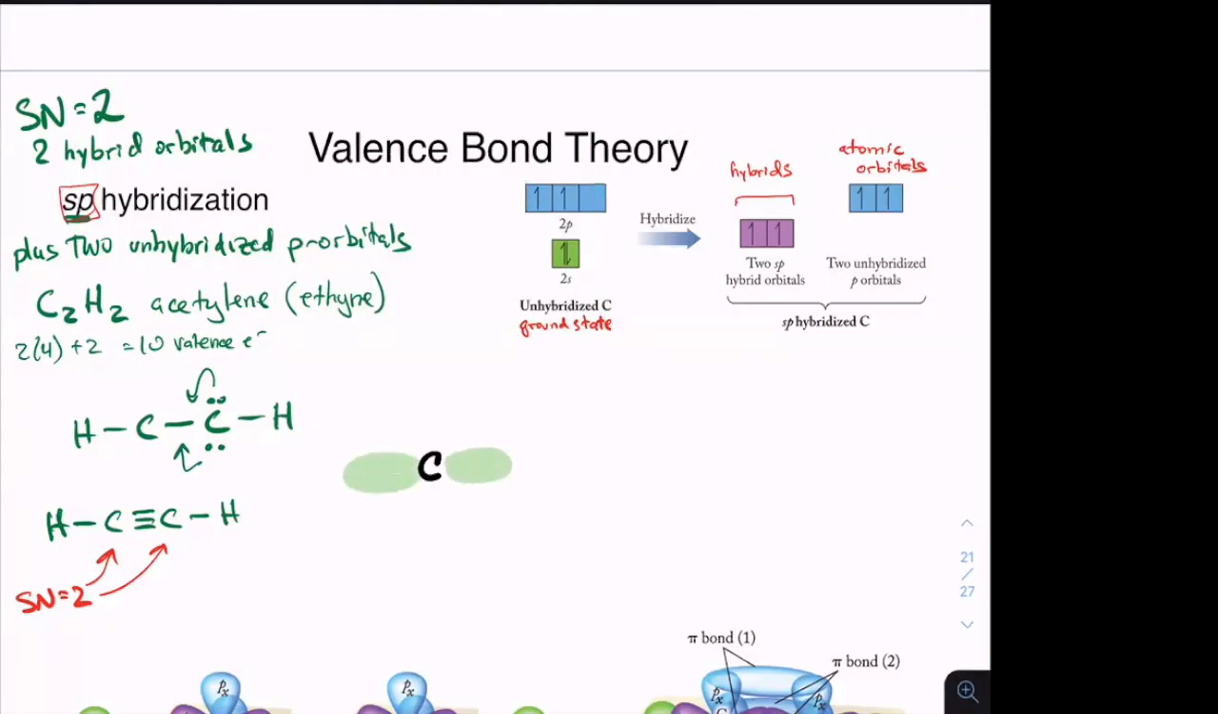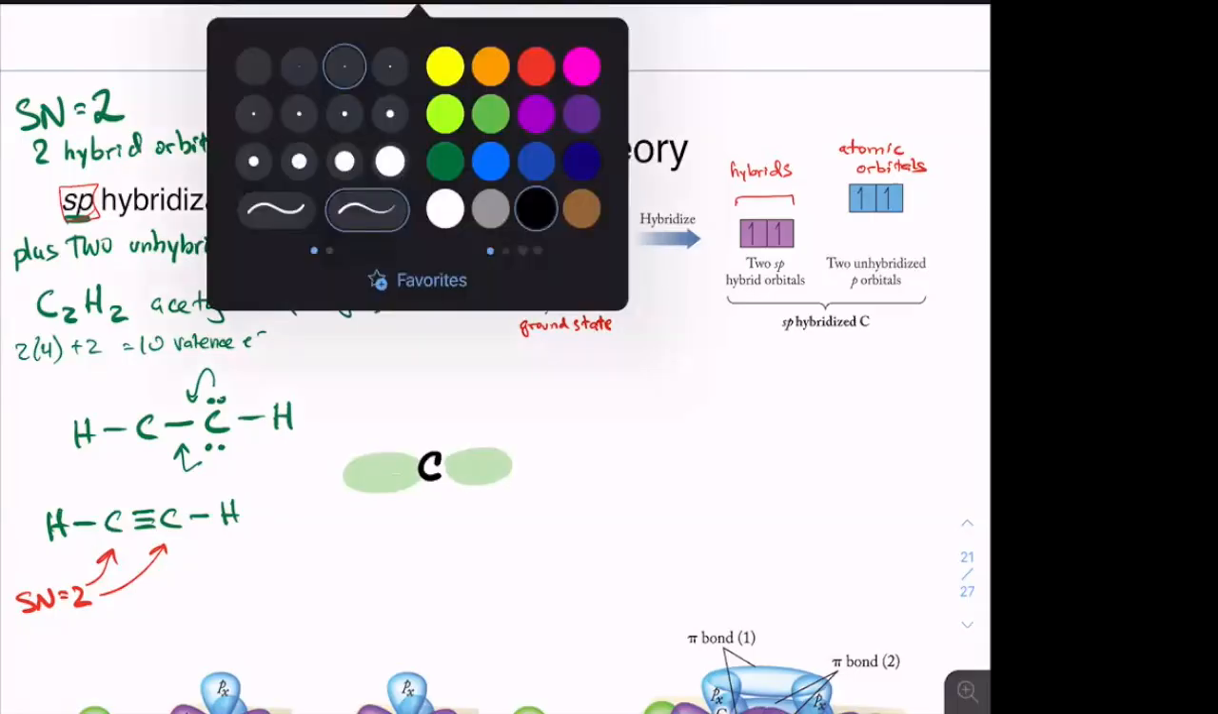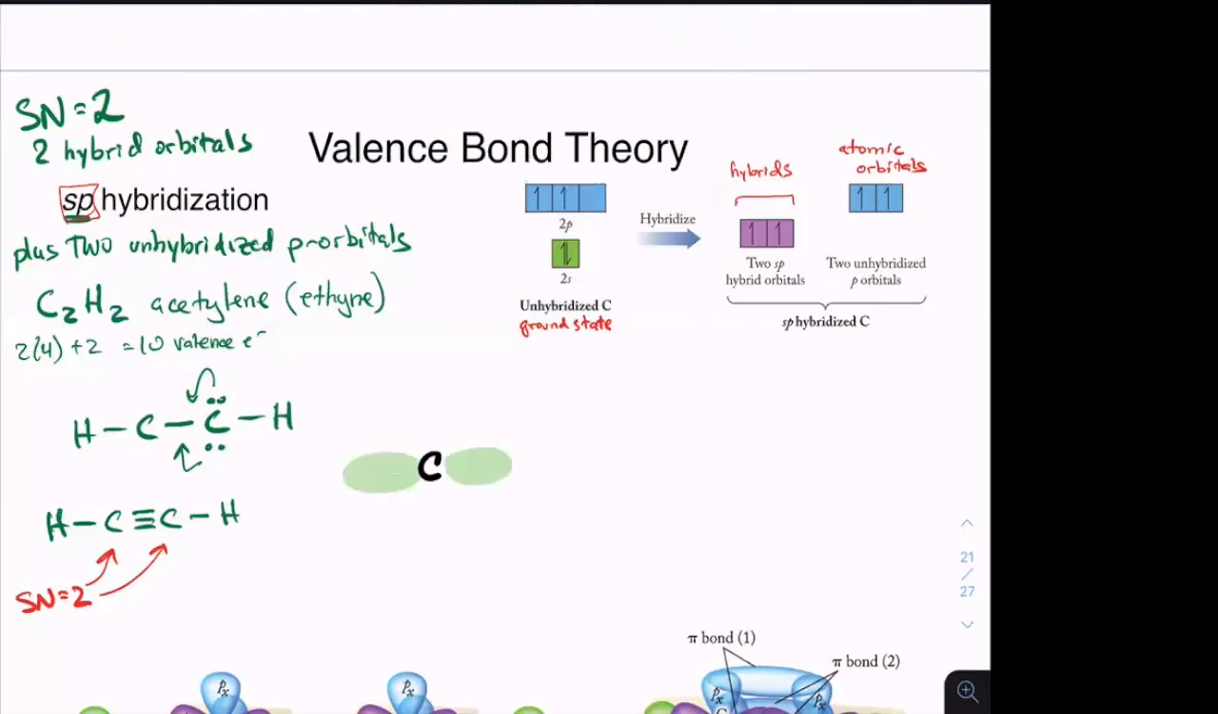So let's draw one carbon there, and let's draw the second one. I'll draw them both here with the finished product. All right, so now I've just drawn both carbons, each with their sp hybrids. They each have 2. They're going to be linear. So they're going to be completely opposite to each other, 180 degrees opposite to each other around each carbon.